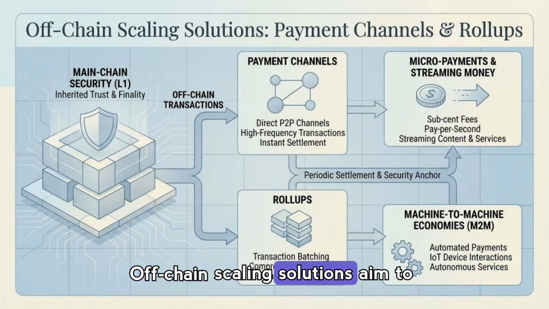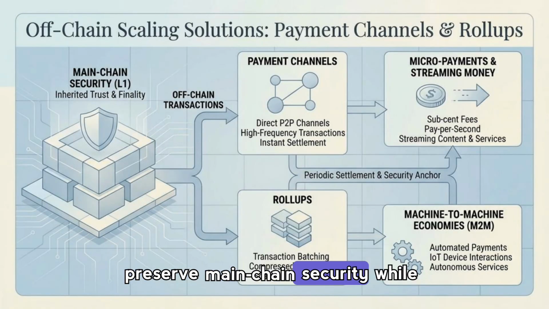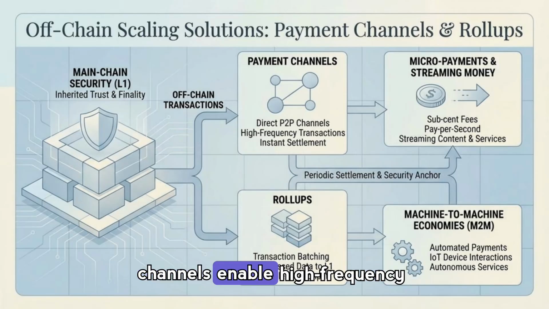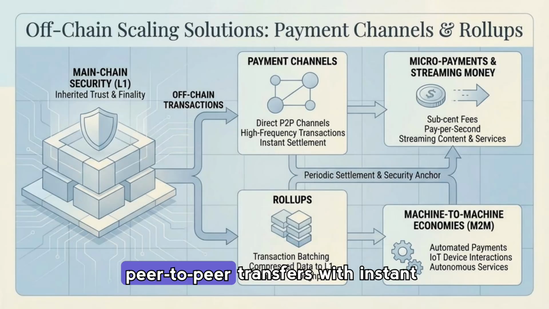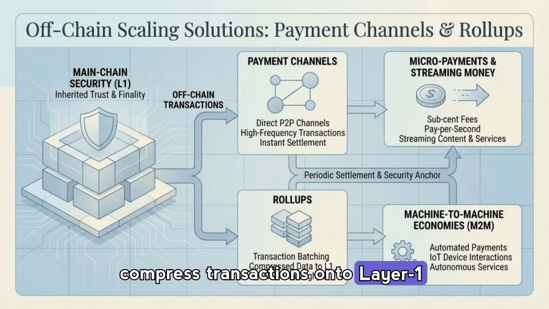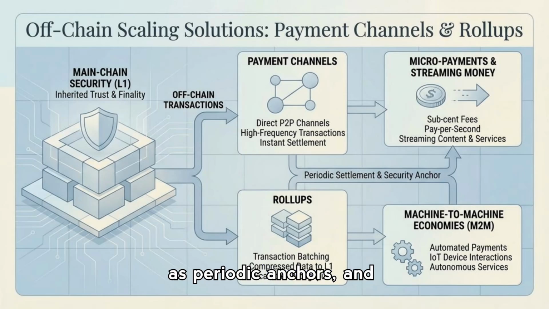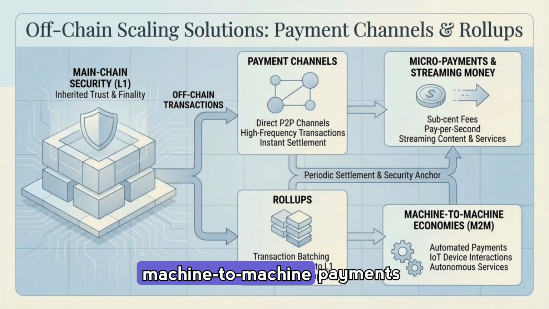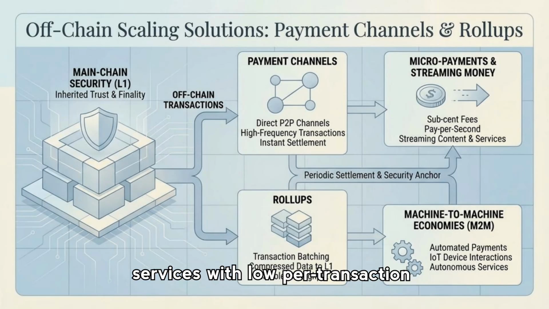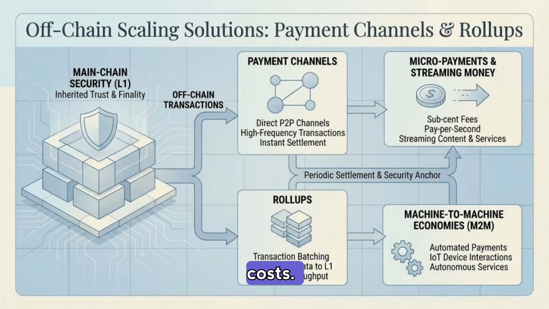Off-chain scaling solutions aim to preserve main-chain security while increasing throughput. Payment channels enable high-frequency, peer-to-peer transfers with instant settlement. Roll-ups batch and compress transactions onto Layer 1 as periodic anchors, and micropayments, or machine-to-machine payments, unlock streaming and autonomous services with low per-transaction costs.